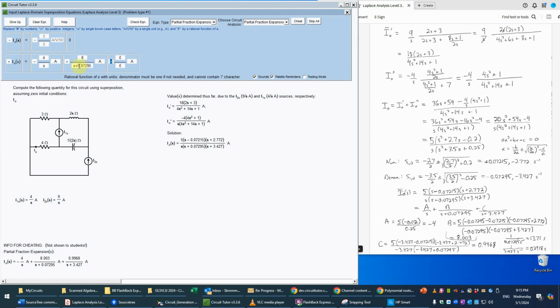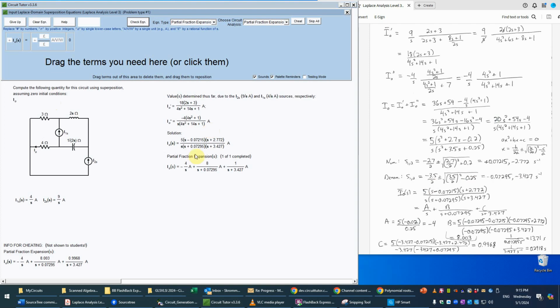And then the c term, yeah, I'm just going to round that to be 1, save some typing here. That's close enough for the accuracy criterion. And then that divides by s plus 3.427. Okay, so that should be good. So now I'll check that. And that is correct within the typical about 1% error.